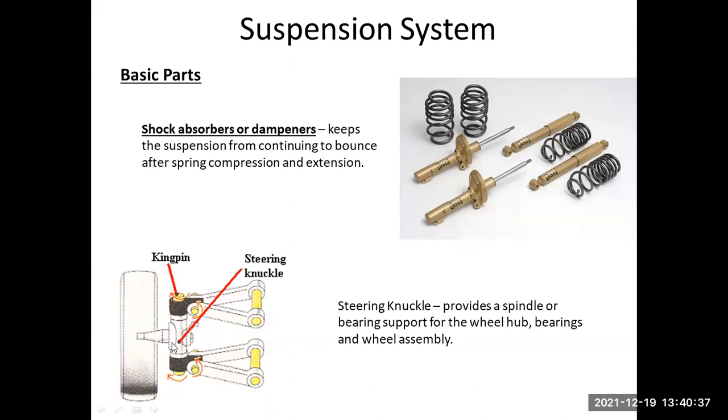Steering knuckle. So this particular region around the kingpin, where the wheel is able to steer, is called the steering knuckle. So here the wheel is connected. This particular part is called the steering knuckle.